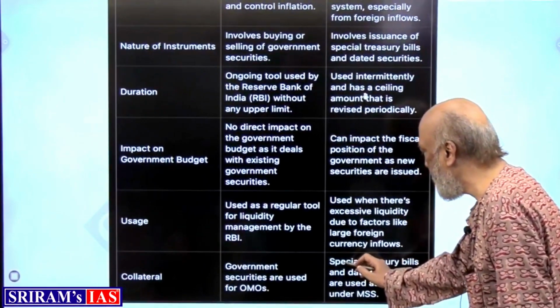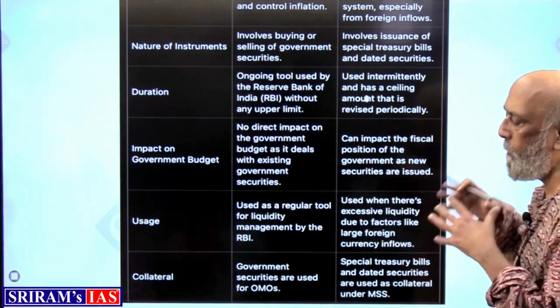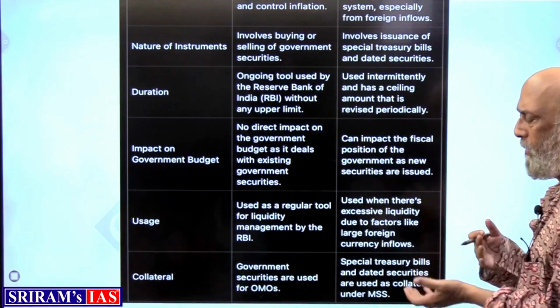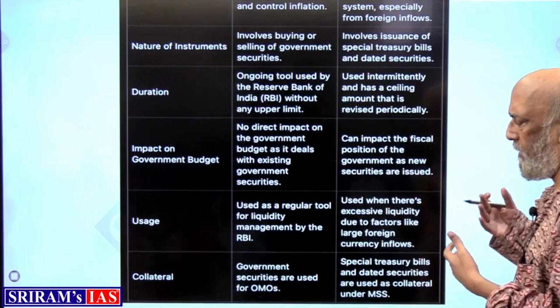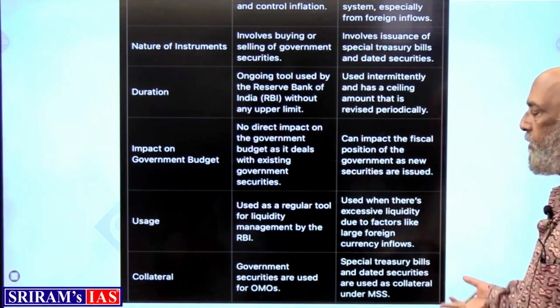Special is important. Special security is meant for a specific special purpose. They are government securities all right, but they are not used like the other government securities. They are meant for a specific operation, a gigantic operation.